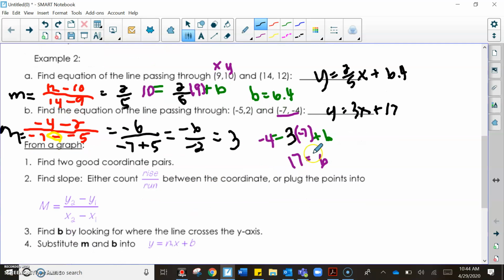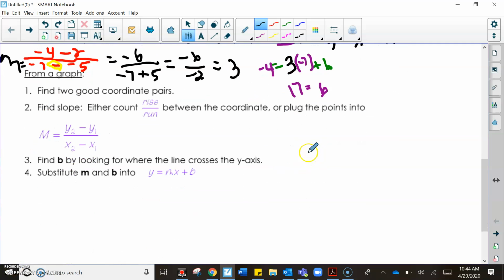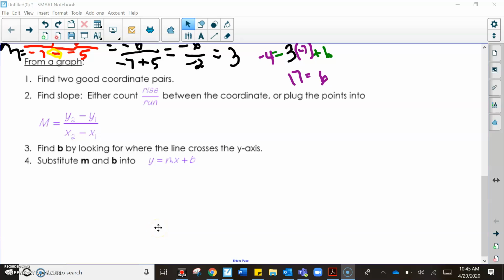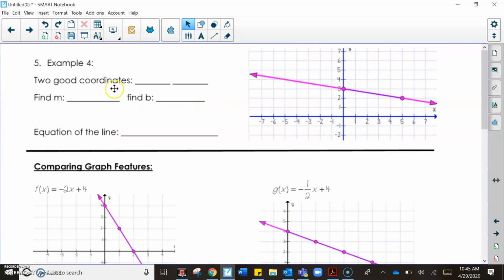All right, let's look at the next example here. Our next example is being able to write an equation from a graph. So notice we're still looking for slope. We're looking for a rise over run. And our y-intercept is where it crosses the y-axis. So this example is on the next page here.